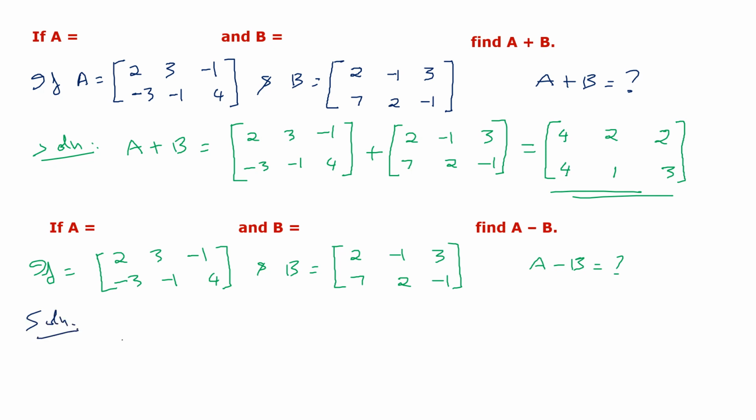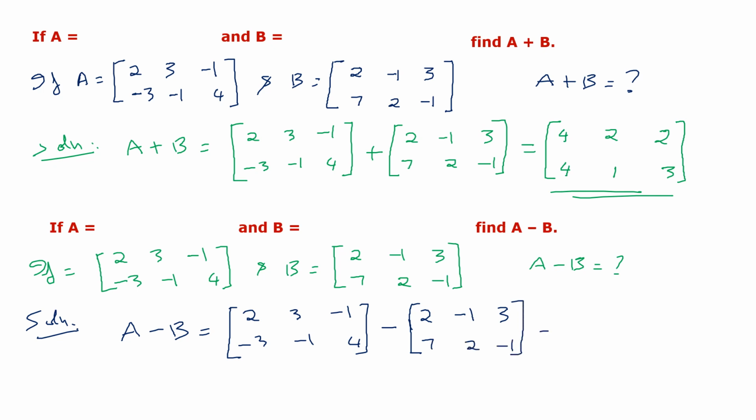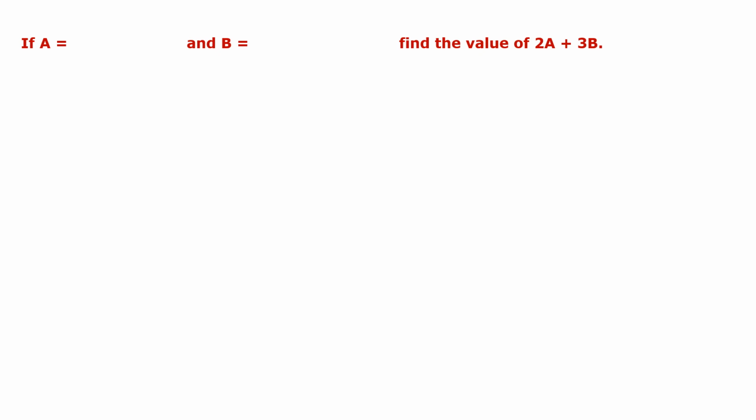So how to solve A minus B? What is A? 2, 3, minus 1, minus 3, minus 1, 4, minus B. What is B? 2, minus 1, 3, 7, 2, minus 1. So this becomes 2 minus 2 is 0. 3 minus of minus 1, that is 3 plus 1, that is 4. Minus 1 minus 3 is minus 4. Minus 3 minus 7 is minus 10. Minus 1 minus 2 is minus 3. And 4 minus of minus 1 is 4 plus 1, that is 5. Direct subtraction. Now we'll move on to the next problem.